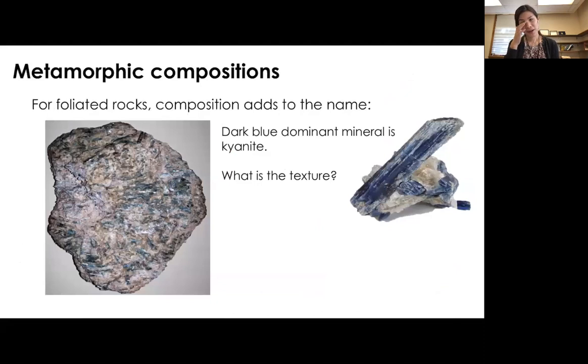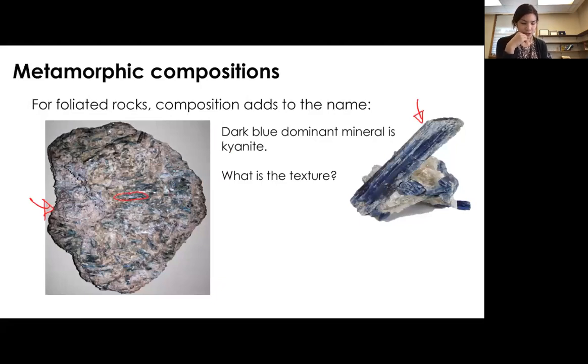All right, but so aside from those two exceptions, for most foliated rocks, or rocks that can gain foliation, we're going to start to add the composition to the name. So for example, in this rock on the right here, we have these elongate blue minerals in it. These elongate blue minerals are called kyanite. So a single kyanite crystal would look like this picture on the right here. It's blue, elongate, and is often described as being bladed.